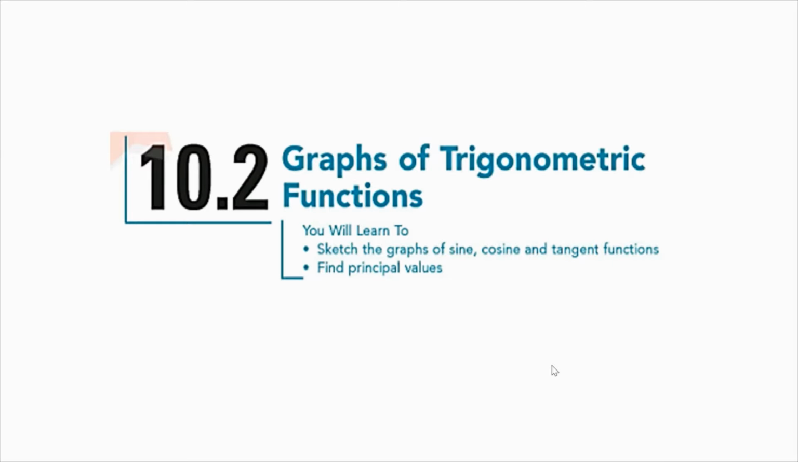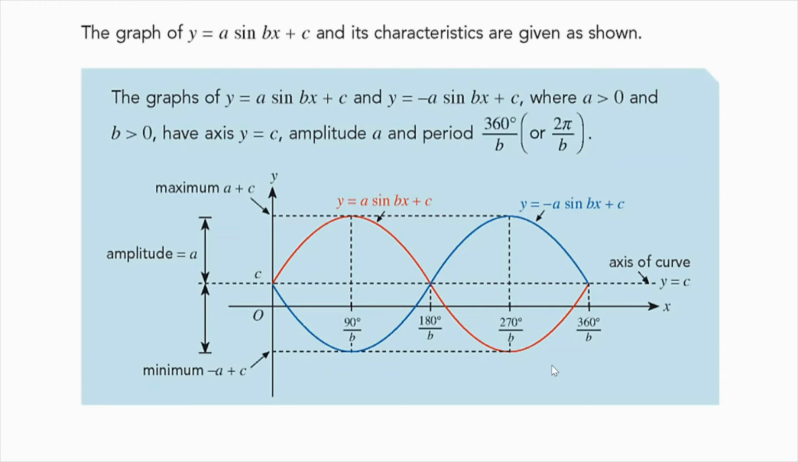Graphs of trigonometric functions. The graph of y equals a sine bx plus c, and its characteristics are given as shown. The graph is represented by the red line you see here. The red one is y equals a sine bx plus c, where a is the amplitude and the period will be 2 pi over b.